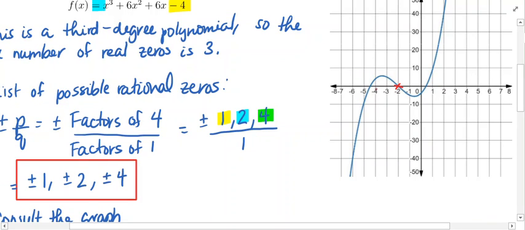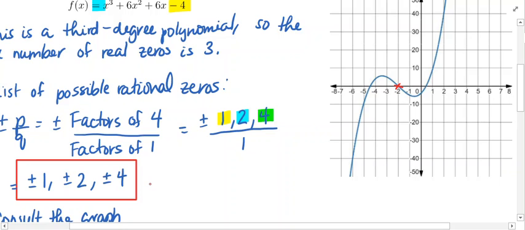This first zero right here is somewhere between -5 and -4. And if you look at your list of possible zeros, we don't have any fractions that are between -5 and -4. So that's interesting. We'll talk about that. Same thing with the third zero over here, the one between 0 and 1. In our list of possible rational zeros, there's no number that's between 0 and 1.